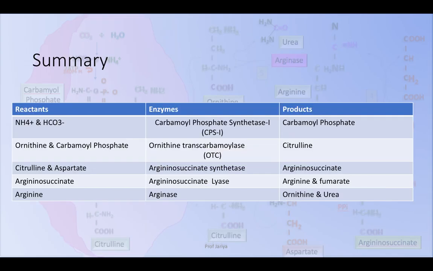Now a quick recap of the pathway. Ammonium and bicarbonate ions form the carbamoyl phosphate. Enzyme is CPS1. Carbamoyl phosphate reacts with ornithine to form citrulline, which enters the cytosol and reacts with aspartate to form argininosuccinate. Argininosuccinate is cleaved by argininosuccinate lyase into fumarate and arginine. Arginine is cleaved by arginase to release urea and regenerate ornithine.